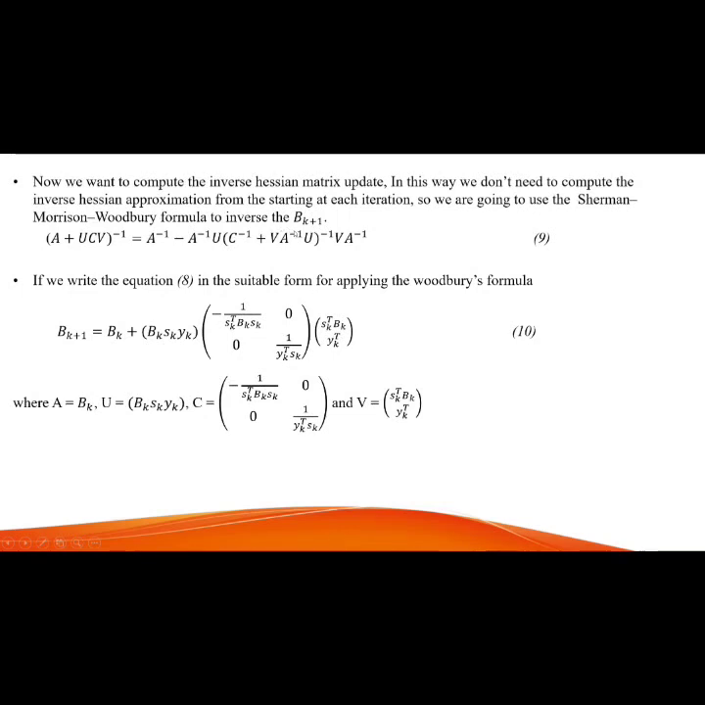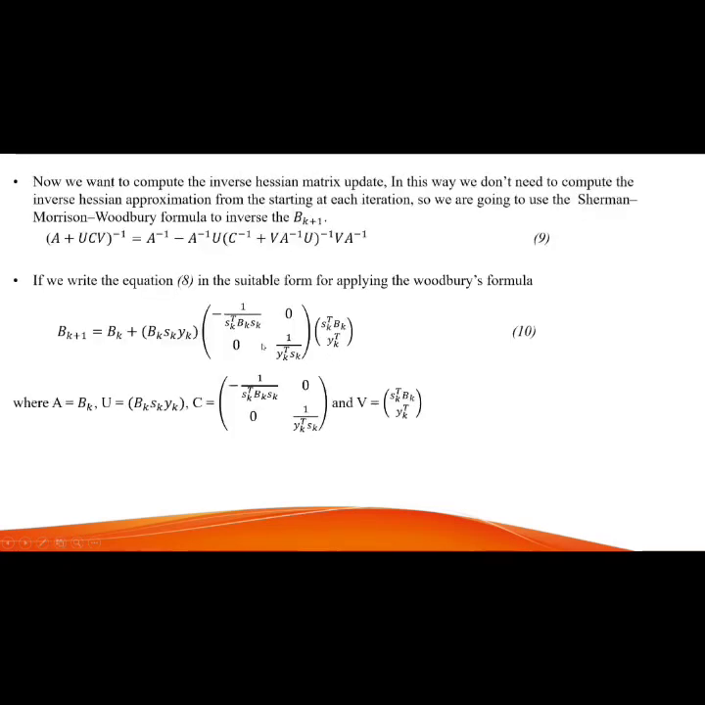Now we want to compute the inverse Hessian matrix update. In this way, we don't need to compute the inverse Hessian approximation starting from scratch at each iteration. So we are going to use the Sherman-Morrison-Woodbury formula to invert B_k+1. This is the Sherman-Morrison-Woodbury formula.